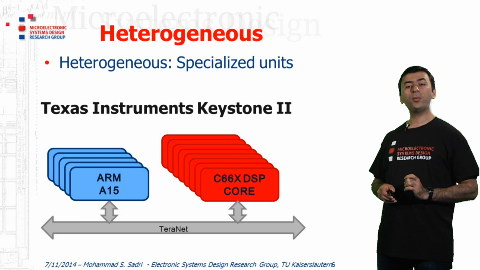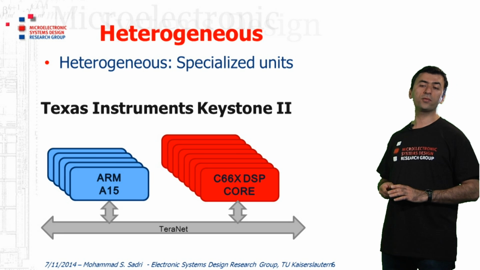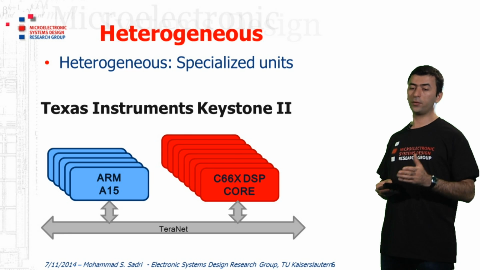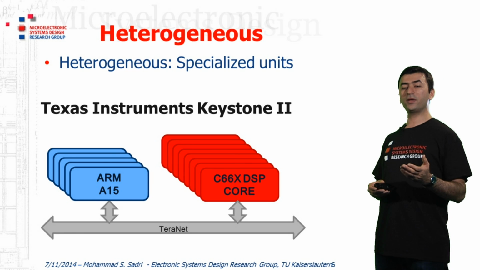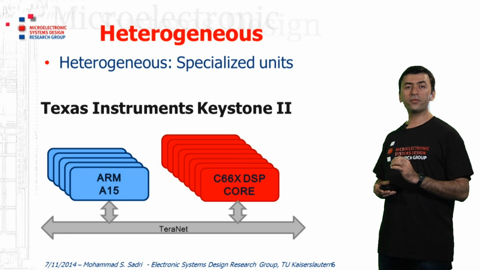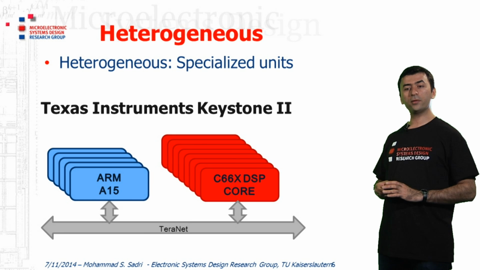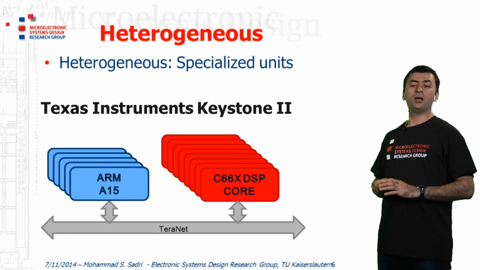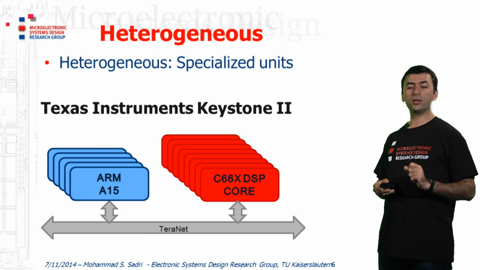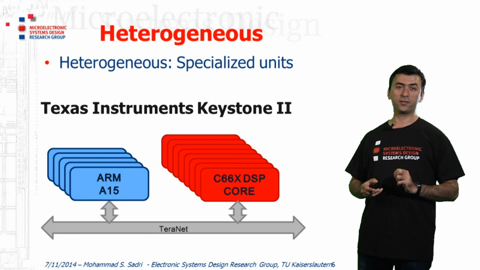Here is an example of a heterogeneous computing platform. This is Texas Instruments Keystone 2 architecture. Obviously, this is one part of the architecture, but the most important part. As you see, this architecture contains computing elements which are not of the same type. It contains 4 ARM A15 CPU cores and then 8 66X DSP cores. These two computational elements are different and they will be used for different computational tasks.